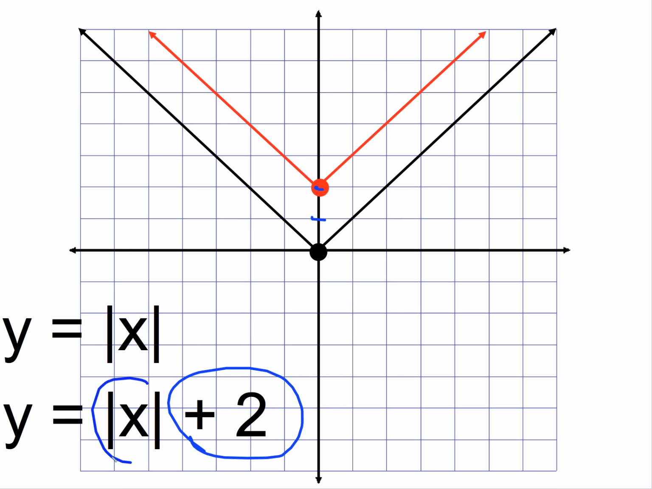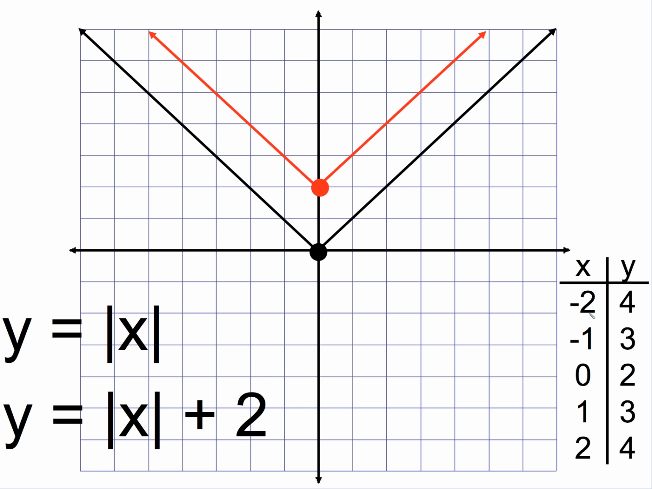So when the x is alone in the absolute value symbol, you're going to move vertically. And since this is a positive 2, we will move up 2. Now what I always tell everyone is that if you forget this, if you can't remember if it should be moving up, down, left, or right, then just make a table of values.